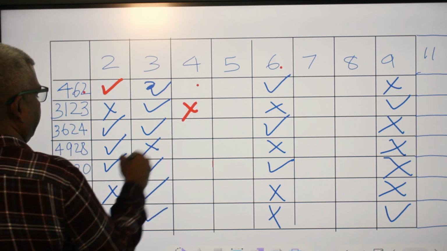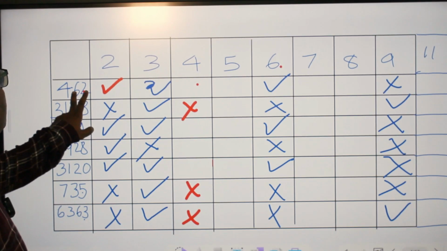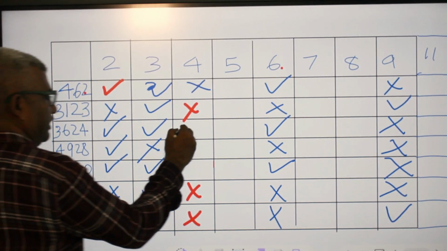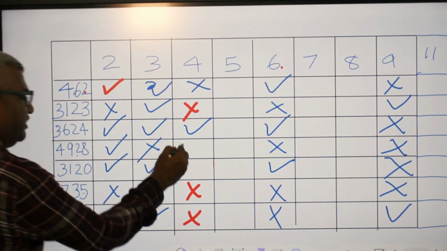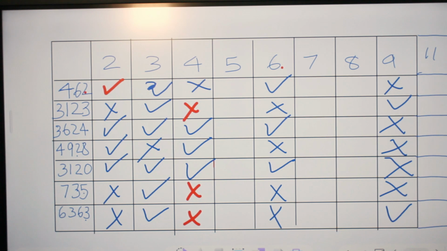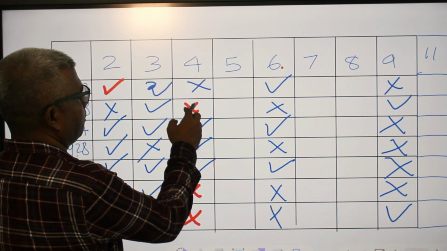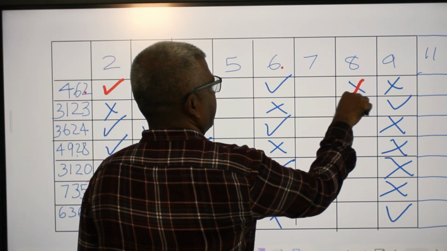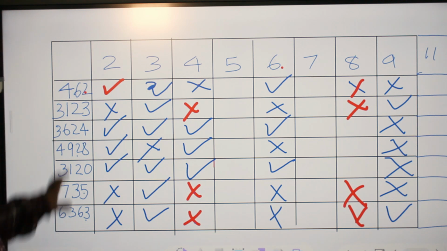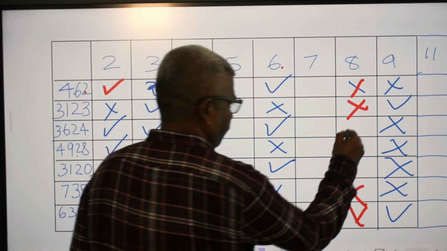If it is not divisible by 2, then it will not be divisible by 4 also. Check the last 2 digits. 62, no. 24, yes. 28, yes. 20, yes. Got it? Okay. If the number is not divisible by 4, then it will not be divisible by 8 also. Cancel these 4's. Now we have to focus only on these 3 numbers. 624, yes, 624 is divisible by 8.